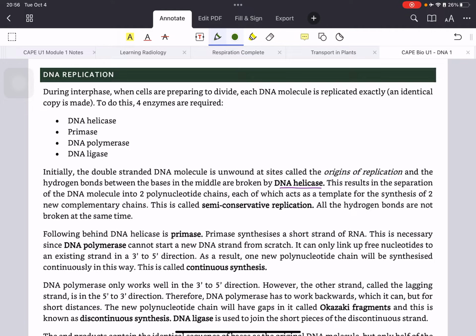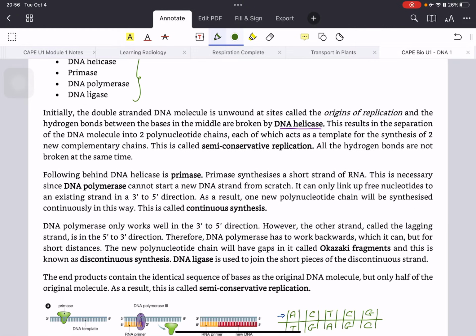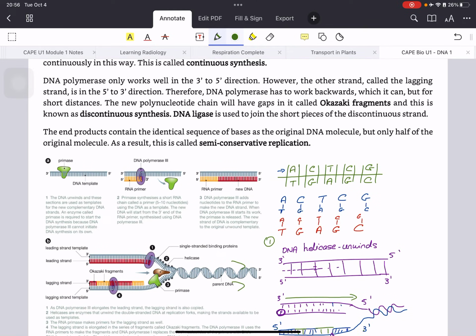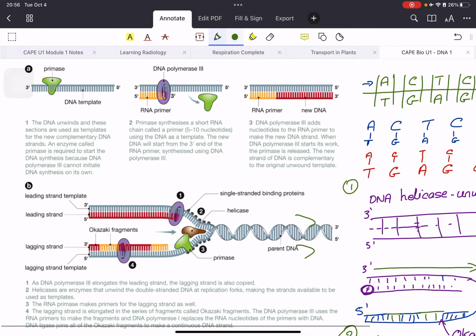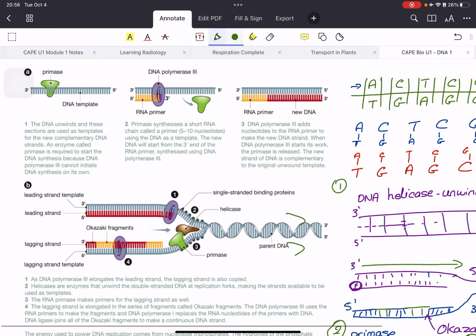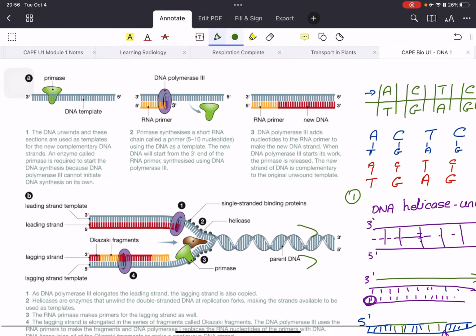To do this is quite a long process. It's very complicated actually, and 4 enzymes are required in total to do this, right? So DNA helicase, primase, DNA polymerase, and finally DNA ligase, in that order. I have this diagram here, which I will explain in full detail for you, so you will not be confused.